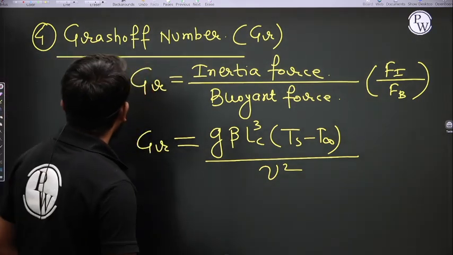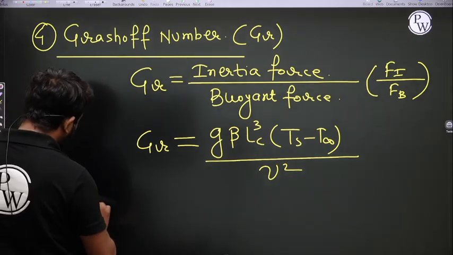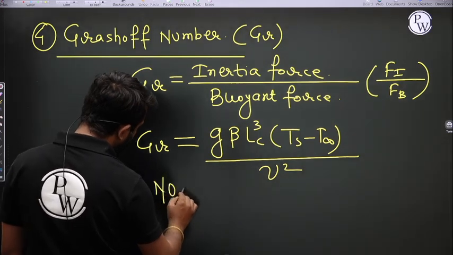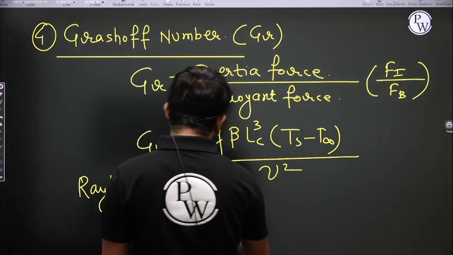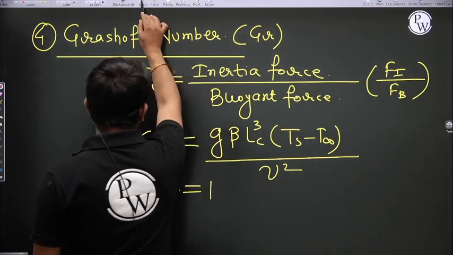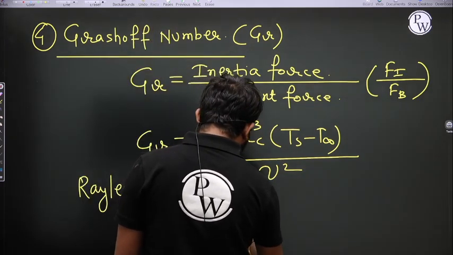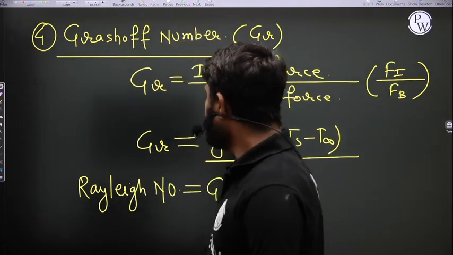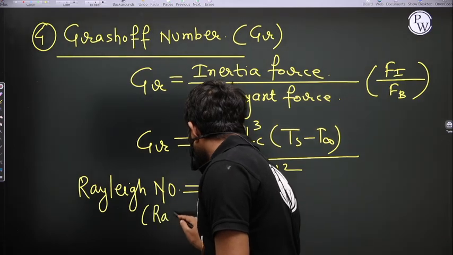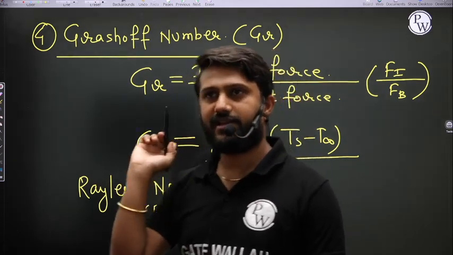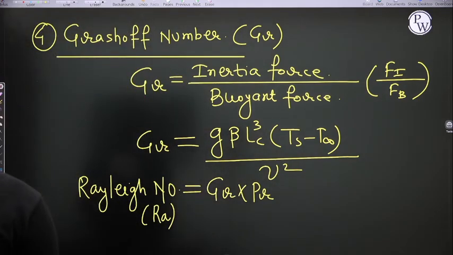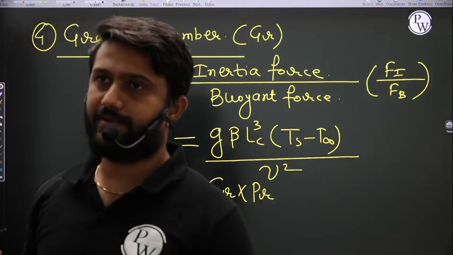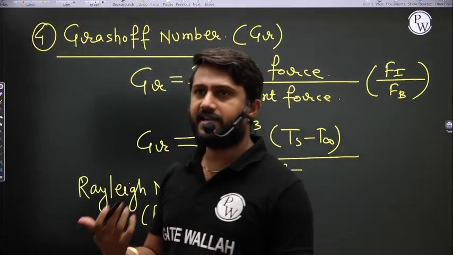There is another number also, that is the Rayleigh number. This Rayleigh number is also used in free convection. If someone asks you what is the Rayleigh number, it is denoted by Ra, not to be confused with the Reynolds number Re. The Rayleigh number is a product of the Grashof number and the Prandtl number. Is it clear?